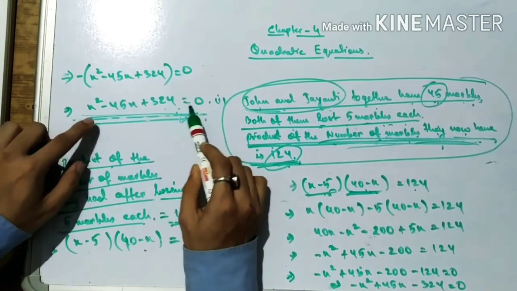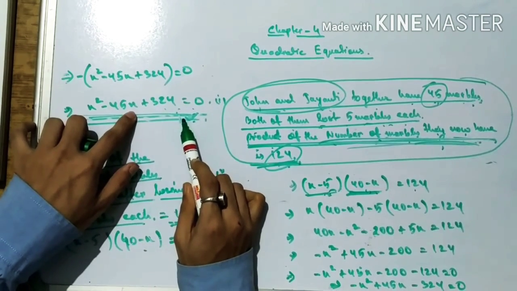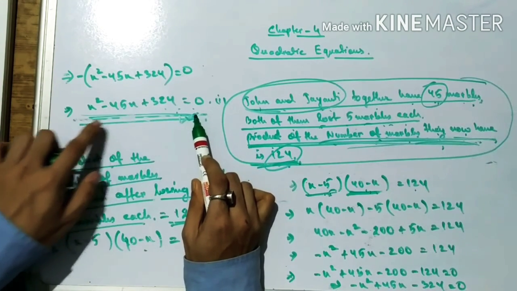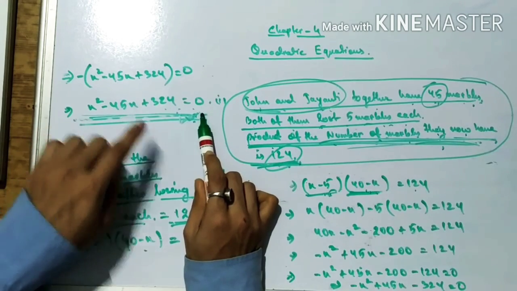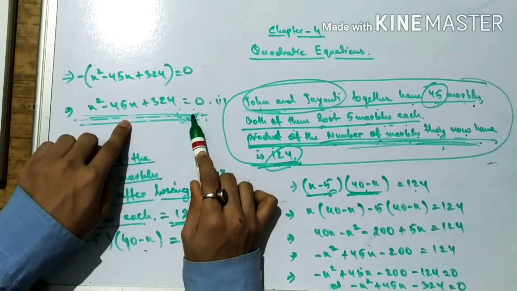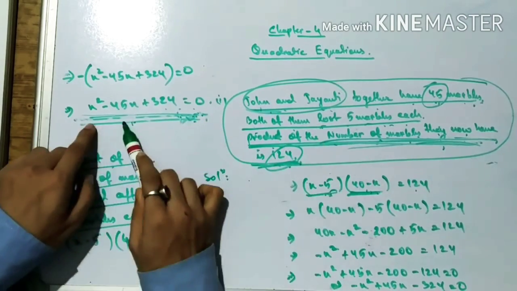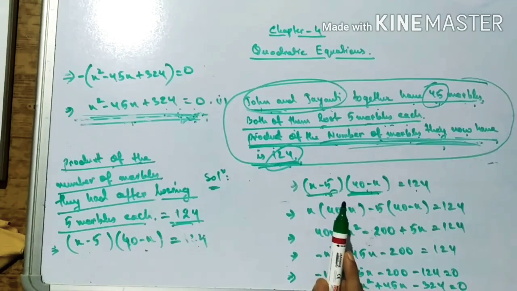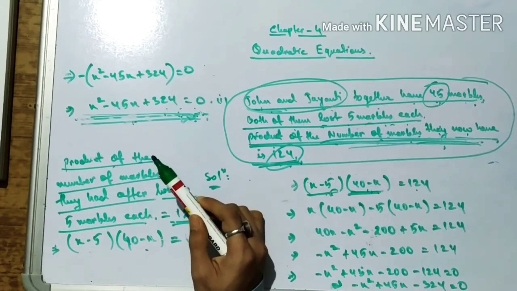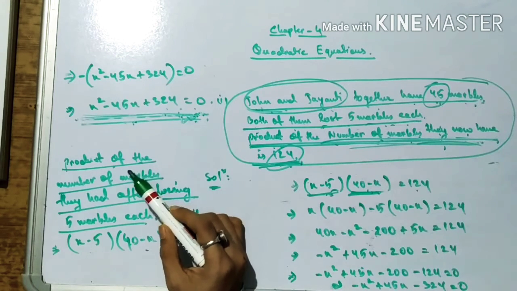That means if you solve this quadratic equation, you are finding the value of x here. If you solve this quadratic equation, you will get two values of x, since it is a quadratic equation, it has two values of x. Understand? One value of x will give me the number of marbles John had, and the other value of x will give me the number of marbles Jayanti had. So according to the question you can write, therefore the number of marbles John had satisfies the quadratic equation, which is the required representation of the problem mathematically.